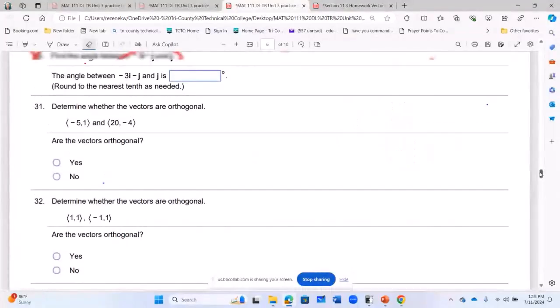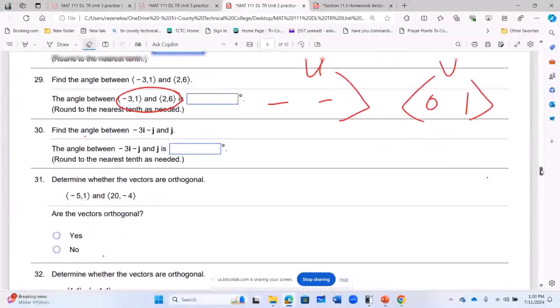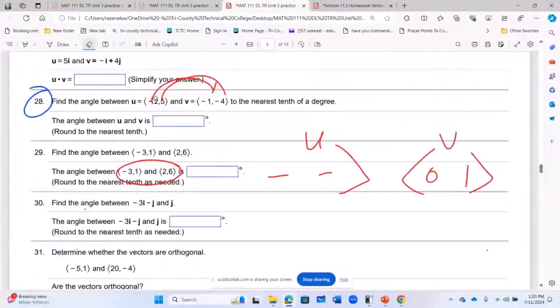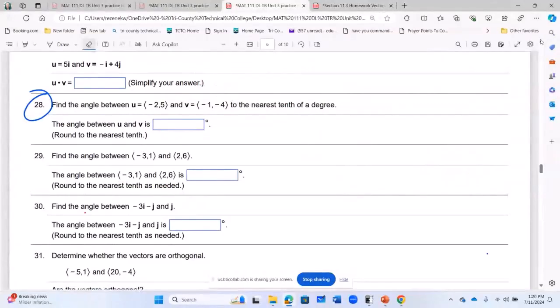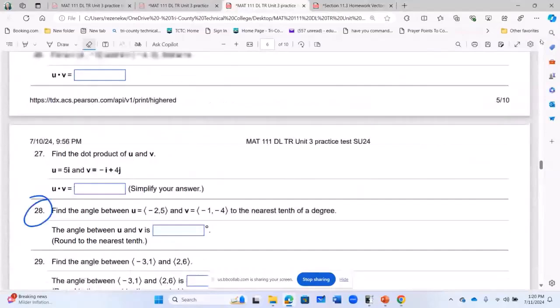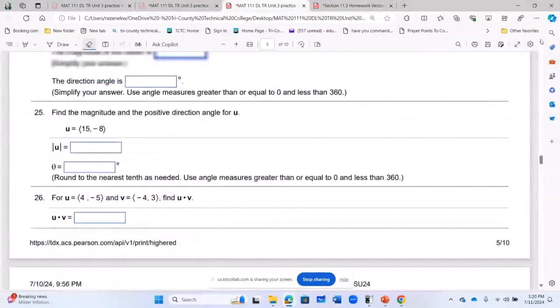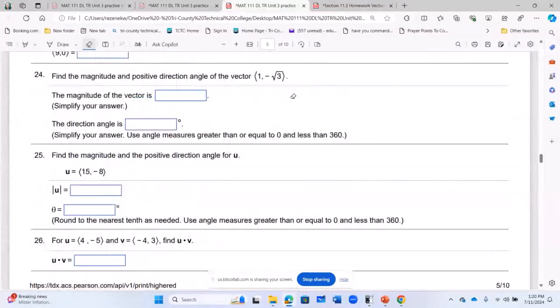Okay, so let's see questions on the parallelogram law. Let's see where I'm going to find questions on parallelogram law. Okay, I think we haven't done this one. Find the magnitude and positive direction. All right, let's make sure, because this is in the test. Find the magnitude and positive direction. Okay, let's make sure we do this.